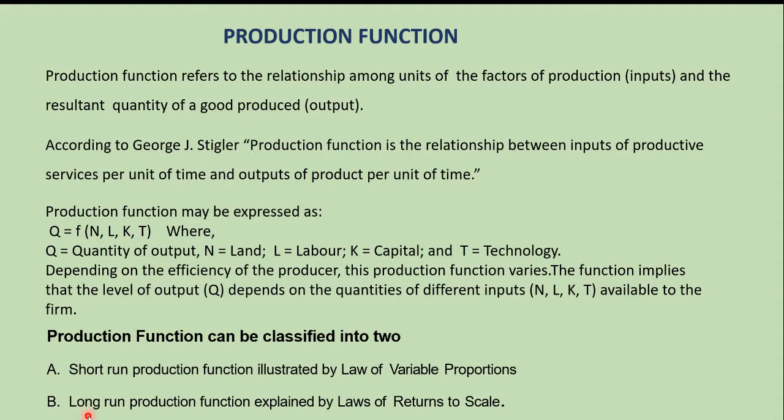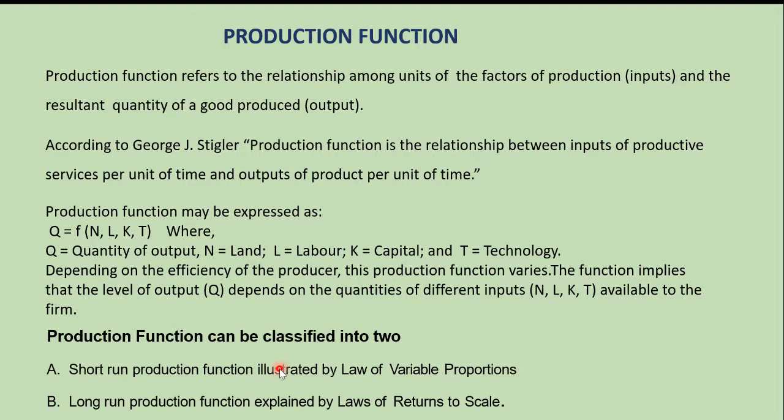Short run means a very short period. So in the short period, only certain factors of production can be changed. Whereas long period means you have lots of time so that you can change all the factors of production. So production function can be classified into 2, short run production function and long run production function. To study the short run production function, we have the law of variable proportion. To study the long run production function, we have the law of returns to scale. If this question is asked, what is production function or define production function, you have to give this answer.